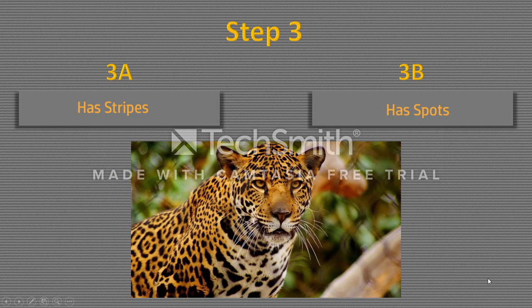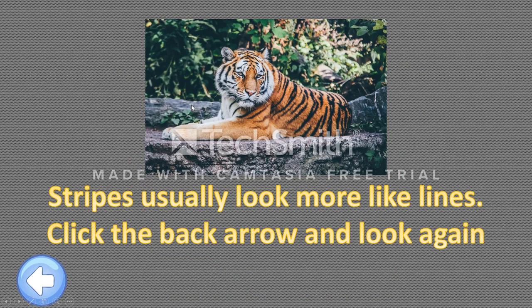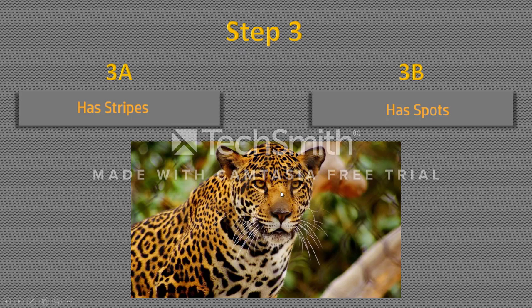Step 3 asks you if the animal has spots or if it has stripes. Let's click on stripes to see if we're correct. Stripes are typically designed more like lines, like this picture of a tiger shows. These patches are in organized lines, which makes them stripes. Let's click the back arrow and look again. Since our animal has patches that are not connected, or mostly not connected, they don't really look like lines, so they have to be spots.